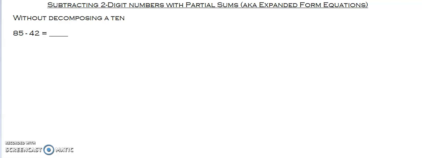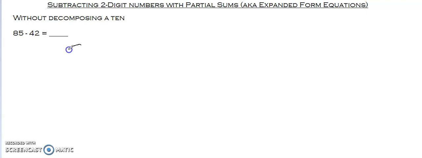In this video, I'm going to explain how to subtract two-digit numbers with partial sums in a different way than my previous video. This way of doing it, my students like to call expanded form equations. So my first example is when you do not need to decompose a 10 or there is no regrouping.